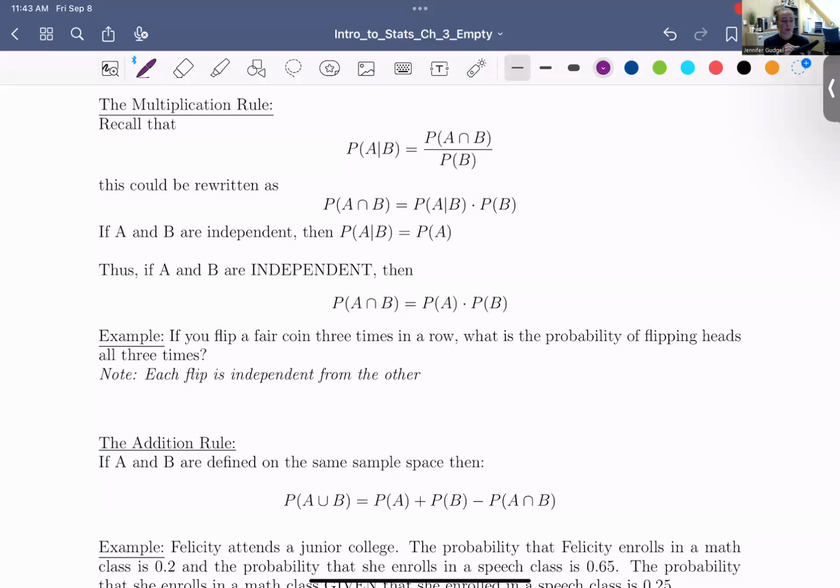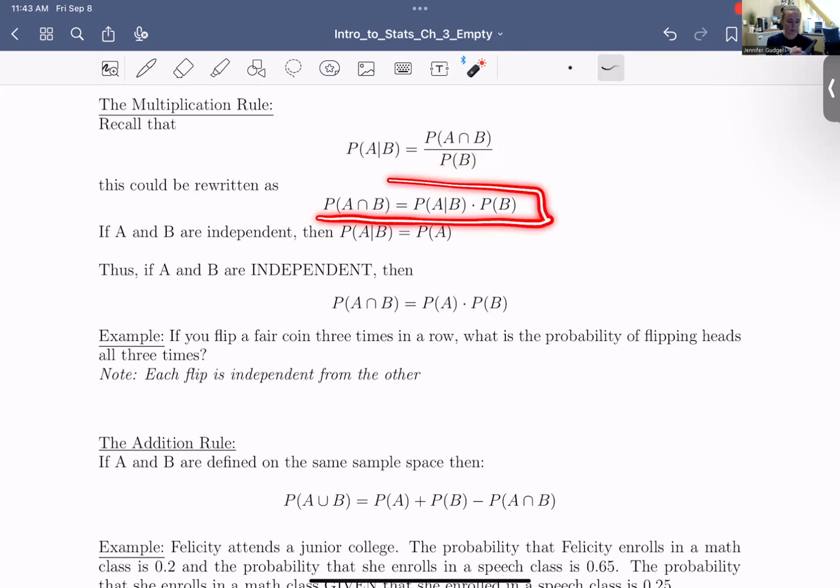In a previous video, I had started to point towards this formula, taking the conditional probability and multiplying both sides by P of B to make a slightly different version of the same formula, which is now written right here. All right, but what if we know that they are independent?